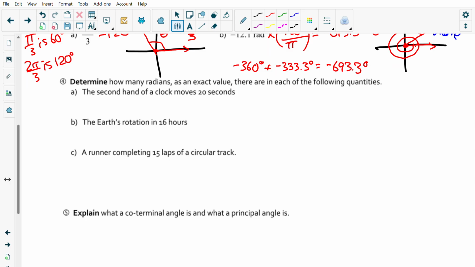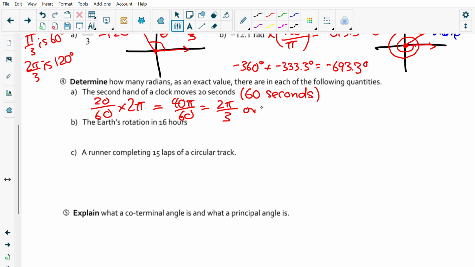Next one, determine how many radians as an exact value there are in each of the following quantities. The second hand of a clock moves 20 seconds. We know that's out of 60 seconds on a clock, right? So we can figure out how many radians. So if it's 20 over 60, and we know that 2 pi radians is a full rotation of the clock, that's 40 pi over 60, and that's 2 pi over 3. It just says radians, but if I ask you what this is in degrees, 120 degrees, right?